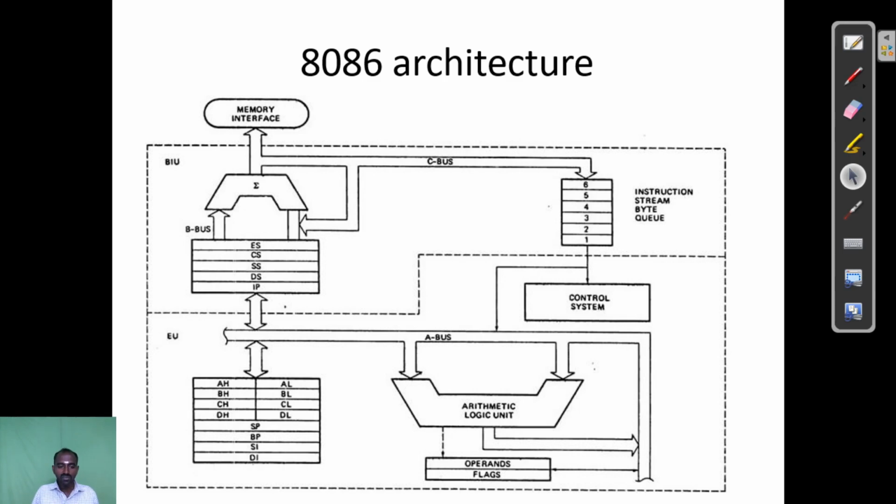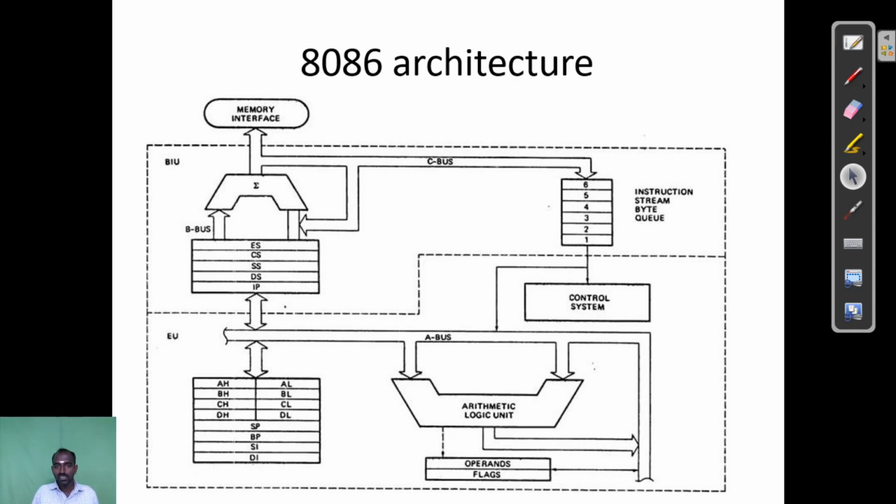Okay, so the first 4 registers indicate the general purpose registers. The next 4 registers indicate the offset registers. Next, the arithmetic and logical unit, ALU. ALU means to perform arithmetic and logical operations. Okay, so this is the architecture of 8086.